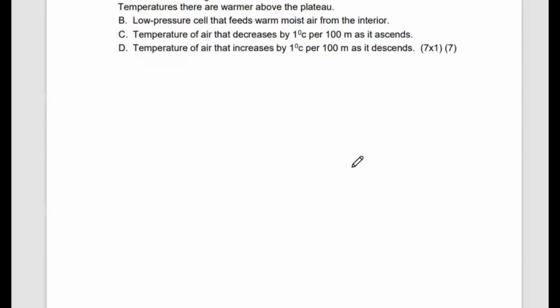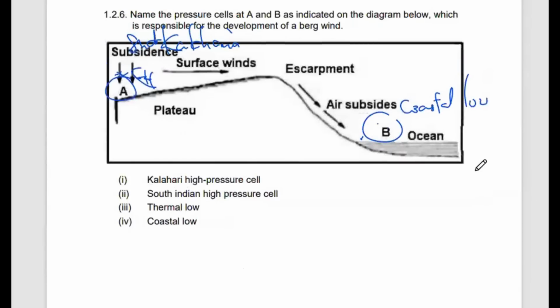If we check, it says temperature they are warmer above the plateau, which is wrong. Low pressure cells that need warm moist air from the interior, that is wrong. Temperature of air that decreases by 1 degree Celsius per every 100 meters as it ascends, no, this is wrong. And the correct response is D. Temperature of air that increases by 1 degree Celsius per 100 meters as it descends. Right, we are saying here, for every 100-meter descent, the air increases in temperature by 1 degree Celsius.